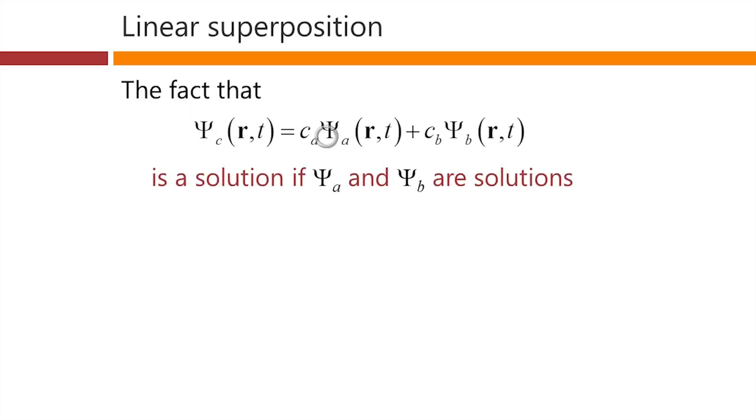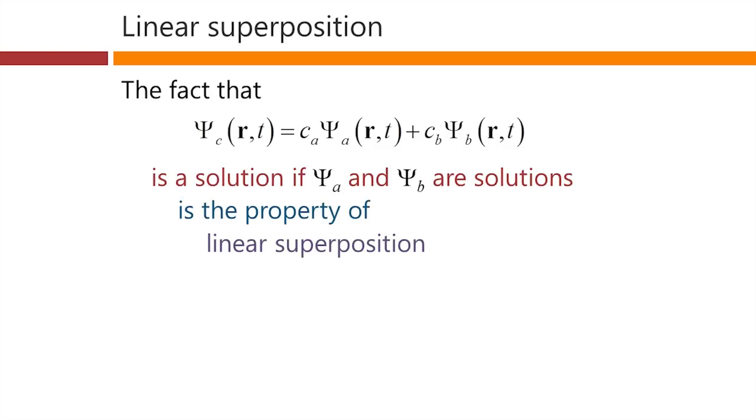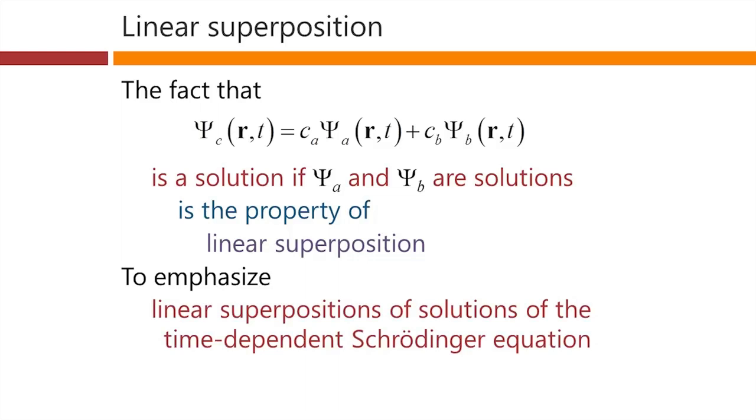The fact that this is also a solution if psi A and psi B are solutions is the property of linear superposition. To emphasize, linear superpositions of solutions of the time-dependent Schrödinger equation are themselves also solutions. The concept of linear superposition solutions is common in the classical world when we're talking about waves and vibrations, but we're not used to thinking about particles being in linear superpositions.